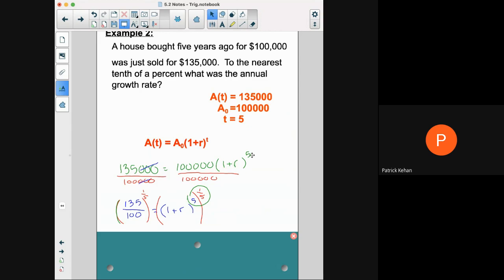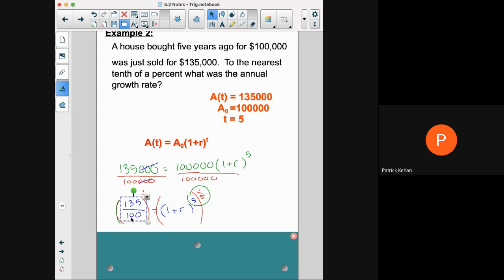Solve it just like an equation. Our goal is to isolate R, so we have to break it down in reverse order. First thing we need to do is remove the multiplication of 100,000. So we divide both sides by 100,000 here. And this simplifies nicely to 135 over 100 right here, right?